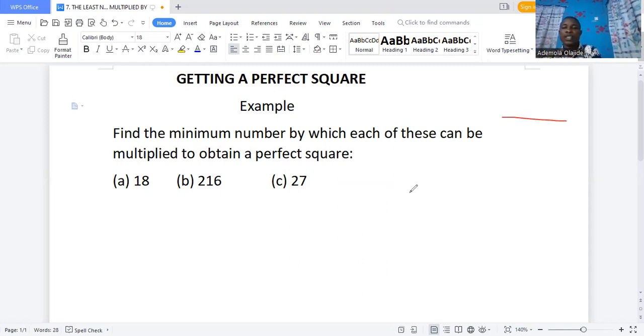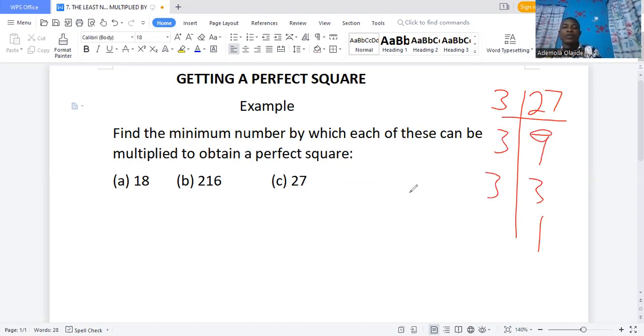So the last one is 27. We also break 27 down. We have 27, 3 can go in 27. That's 9 times. 3 can go in 9, 3. 3 can go in 3, 1. So this one, 3 times 3 is perfect. This 3 here needs another 3 to make it perfect.